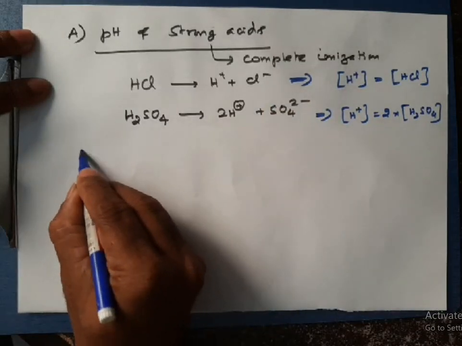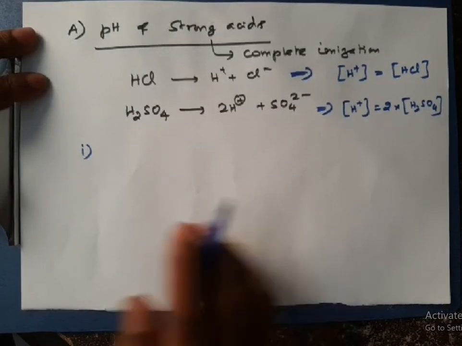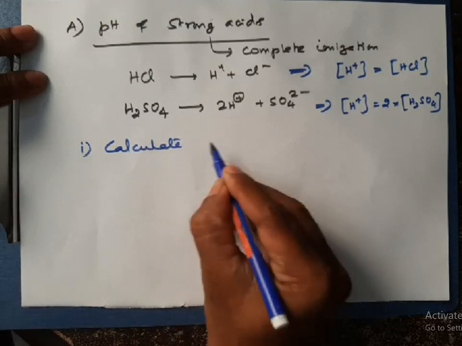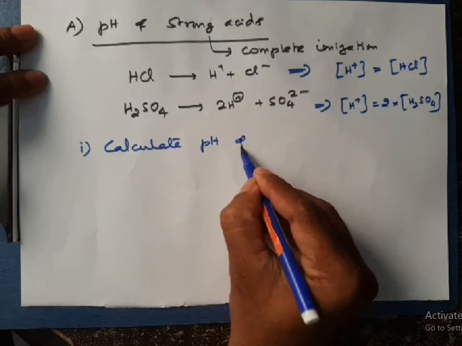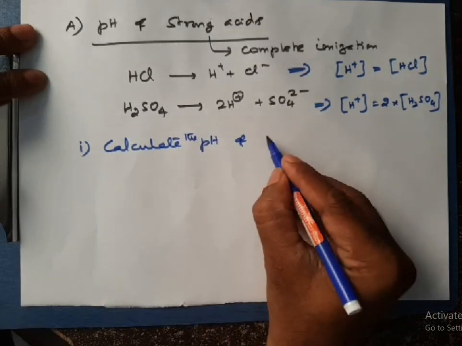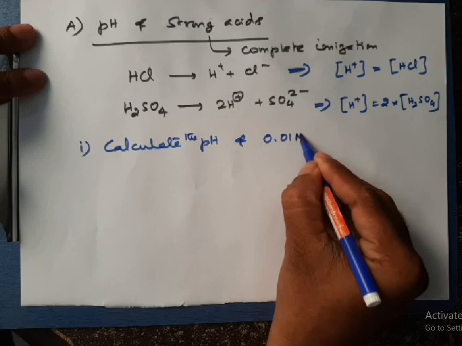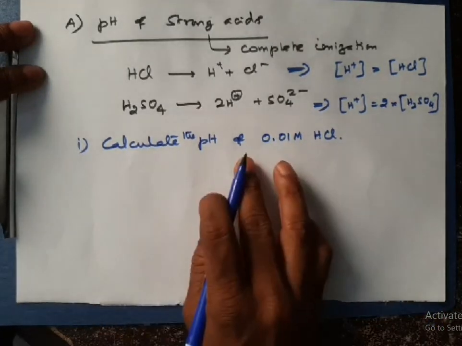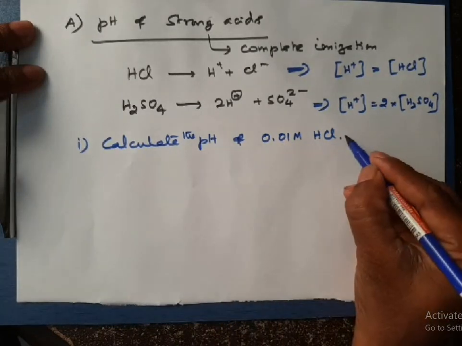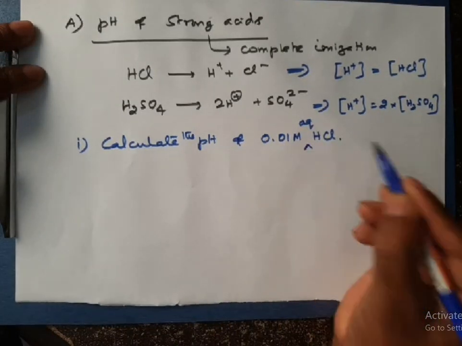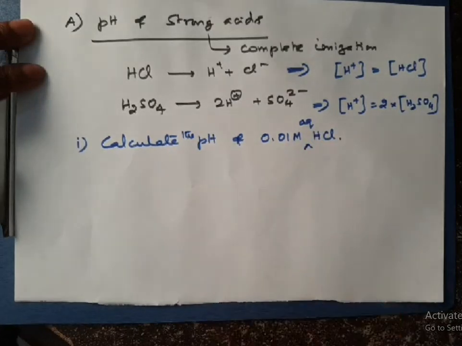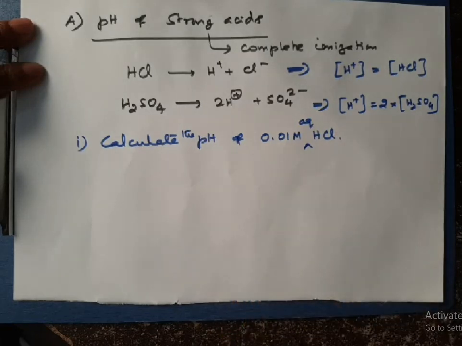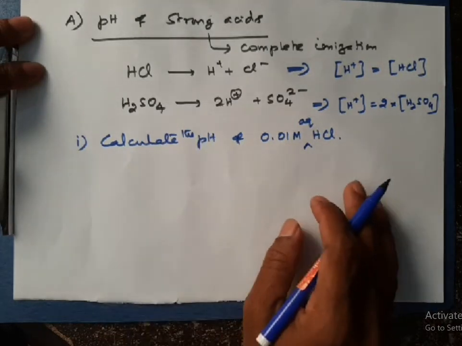So let me use some examples. Number one, calculate the pH of, say, 0.01 molar hydrochloric acid solution. Calculate the pH of 0.01 molar aqueous HCl. You should keep in mind that the solvent is water here. How to calculate pH?